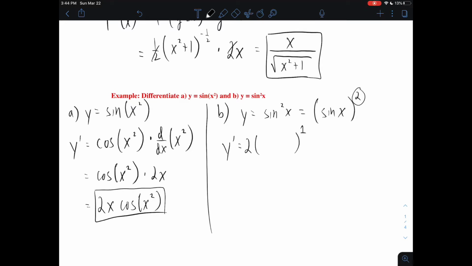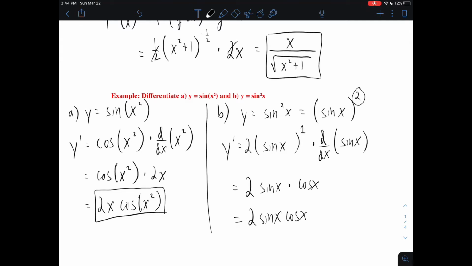And then our base, sine x, is what was inside before. It stays inside in this derivative. But what we have to do before we finish is now multiply by the derivative with respect to x of the sine function. So this becomes 2 sine x, because sine x to the first is just sine x. And then times the derivative with respect to x of sine x, which is cosine x. And so this is simply 2 sine x cosine x. Definitely two different answers.